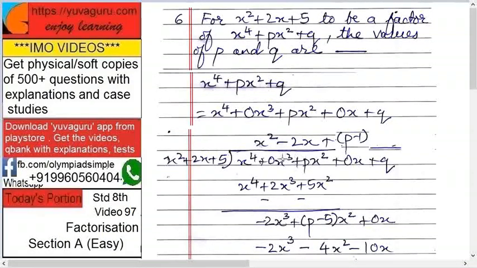Remember, you can't escape this step at all. You have to bring them in a linear descending order only. Okay. So dividend, divisor over here, x square plus 2x plus 5.